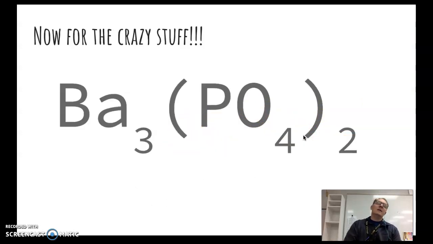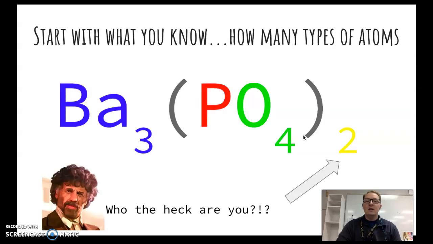Now this is just insane. Stay with me here. This is not as nasty as it looks. Start with what you know. We've got barium here, capital B, lowercase a. We've got phosphorus here, capital P, and we've got oxygen, capital O. We have these numbers to the lower right, but then what is this 2 doing out here?